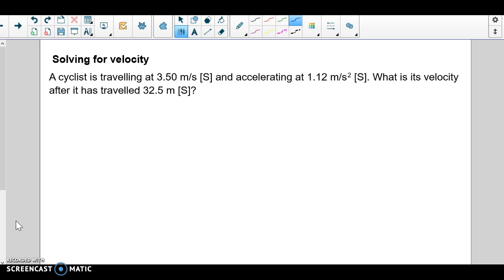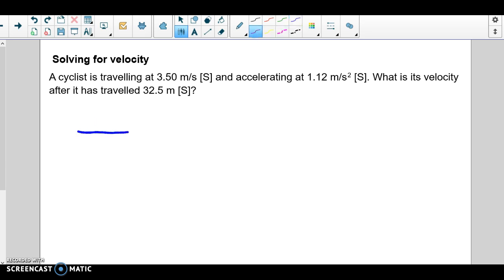So everything in this instance is in the same direction, which is kind of nice. And since the cyclist begins traveling 3.5 meters per second south and accelerates at 1.12 meters per second squared south, we know that he's probably going to be going faster at the end of his journey or her journey.